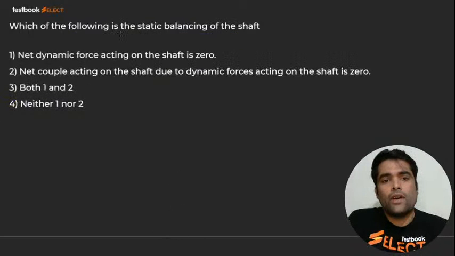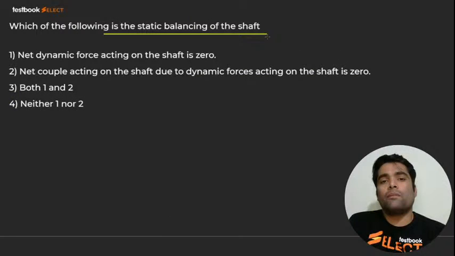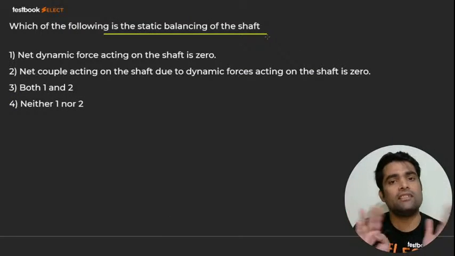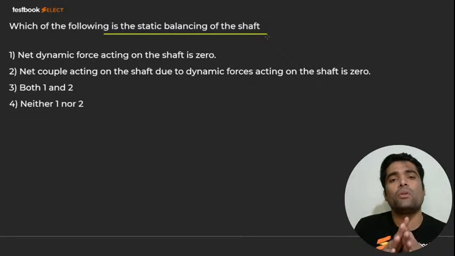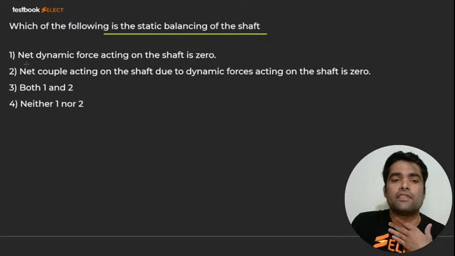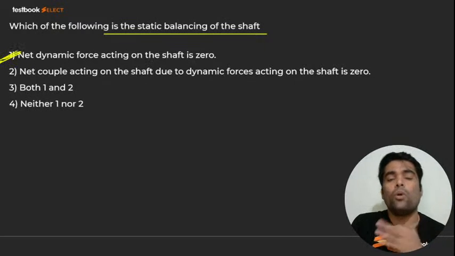Which one of the following is a static balancing of the shaft? Static balancing means what, my dear? We are not going to consider moments, right? That is, static balancing means we are going to consider only forces. And that is what? Net dynamic force acting on the shaft is 0. That means we have balanced the forces only.